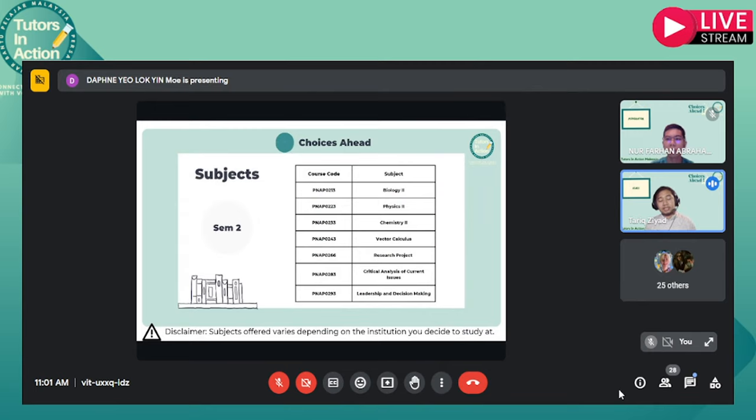Moving on to critical analysis of current issues and leadership and decision making. So these two subjects are also non-exam based courses. So you would have to do a lot of leaving UKM's compound and just conducting, like I said, social experiments and projects, humanitarian projects.